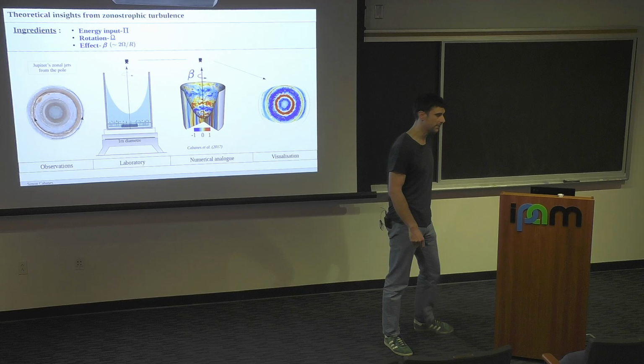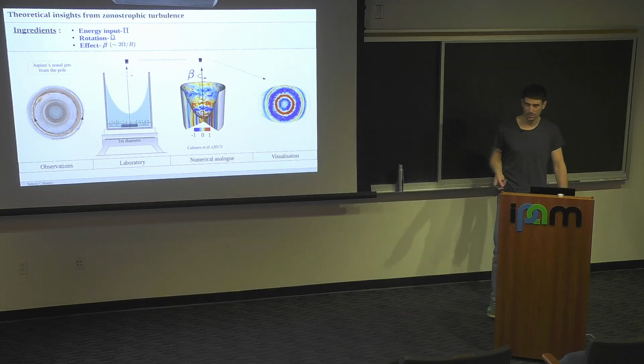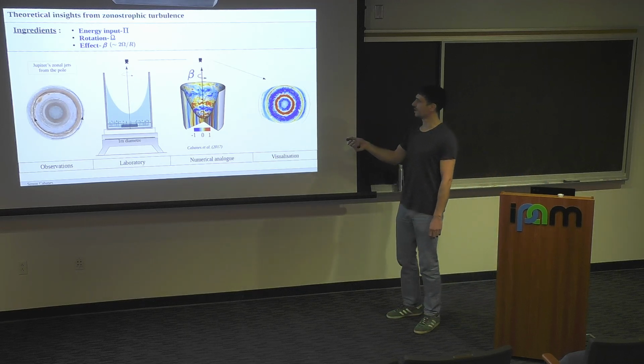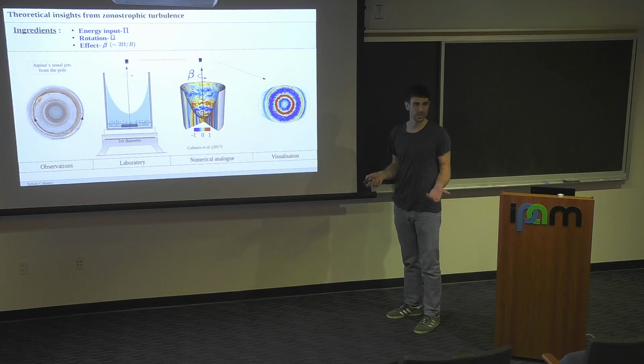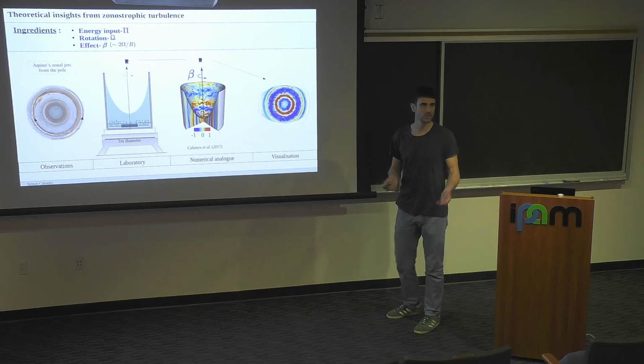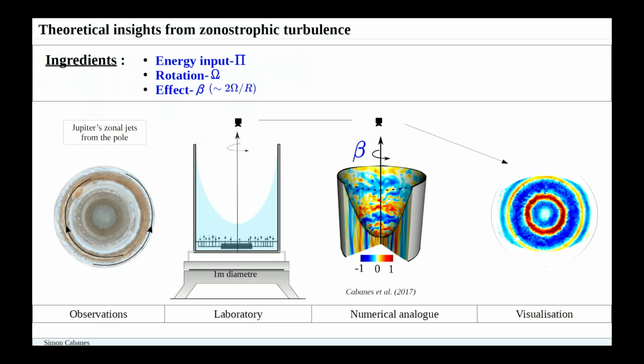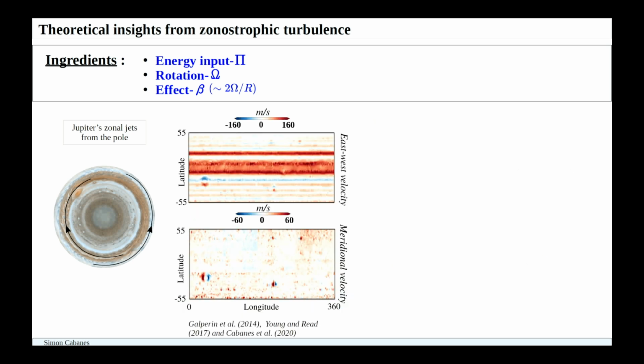Okay, so that's the first step, and once you have the ingredients, you want to know what exactly determines the typical length scale of those jets, what determines the typical velocity of the jets, and the typical kinetic energy of those, and all the stuff that you want to know once you get a beautiful device to reproduce them.